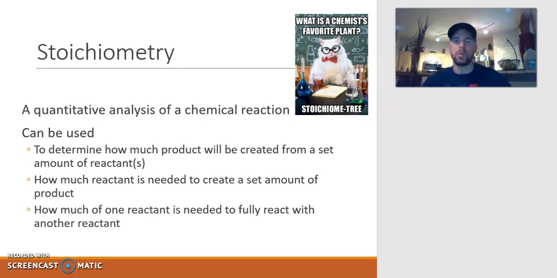There are three ways we're going to use stoichiometry when we look at our chemistry examples. The first way we use it is we use stoichiometry to determine how much product will be created from a set amount of reactants. So you've got this many reactants, you mix them together, you're like, hey, I want to know how much I can make from that. The second way is you can use stoichiometry to figure out how much reactant you would need if you wanted to create a set amount of product.